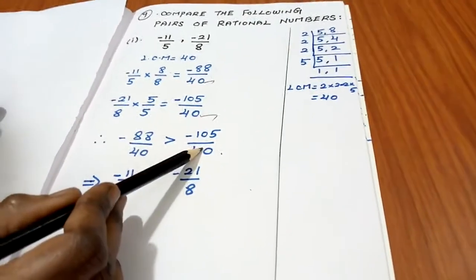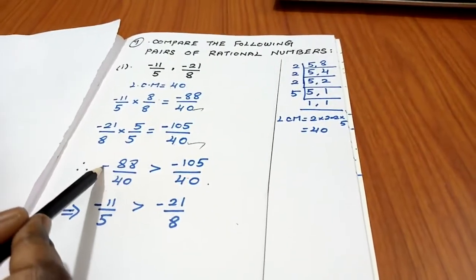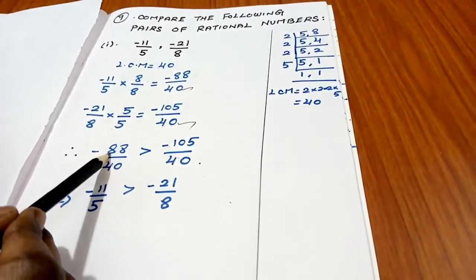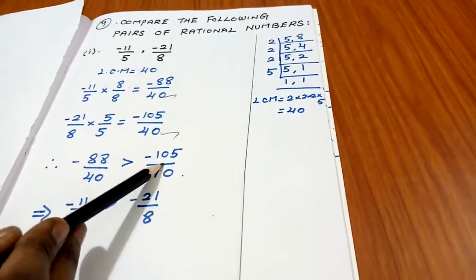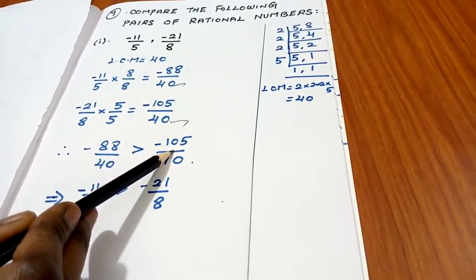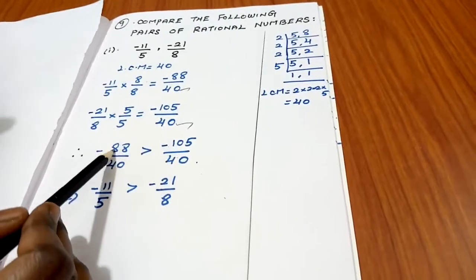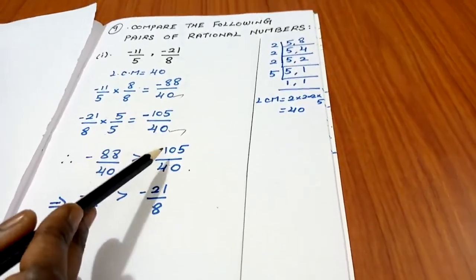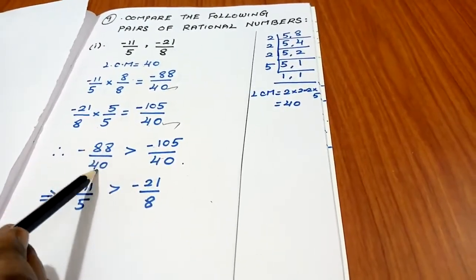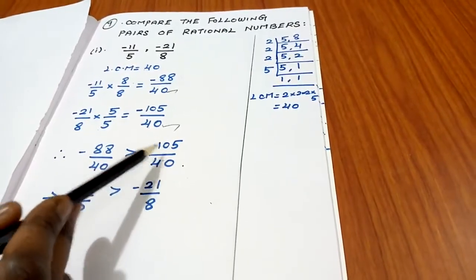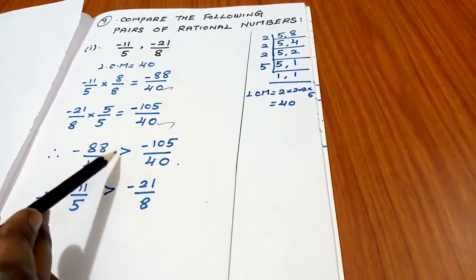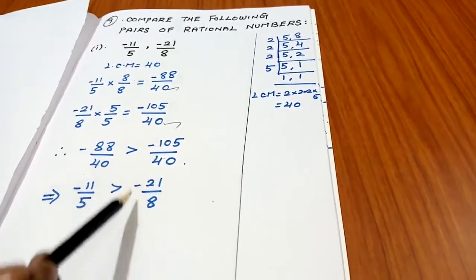While I am comparing the number, be clear, minus 88, minus 105. Which one is the greater number? Minus 88. If you see as a number 88, 105, which would be the greater? 105 will be greater, but with the negative sign it will be opposite. Smaller number will look like greater number and greater number will look like smaller number. That is the opposite concept of negative. So minus 88 by 40 is greater than minus 105 by 40. Wherever the number is greater, that side the arrow mark will be open. So in place of that I am replacing the question.